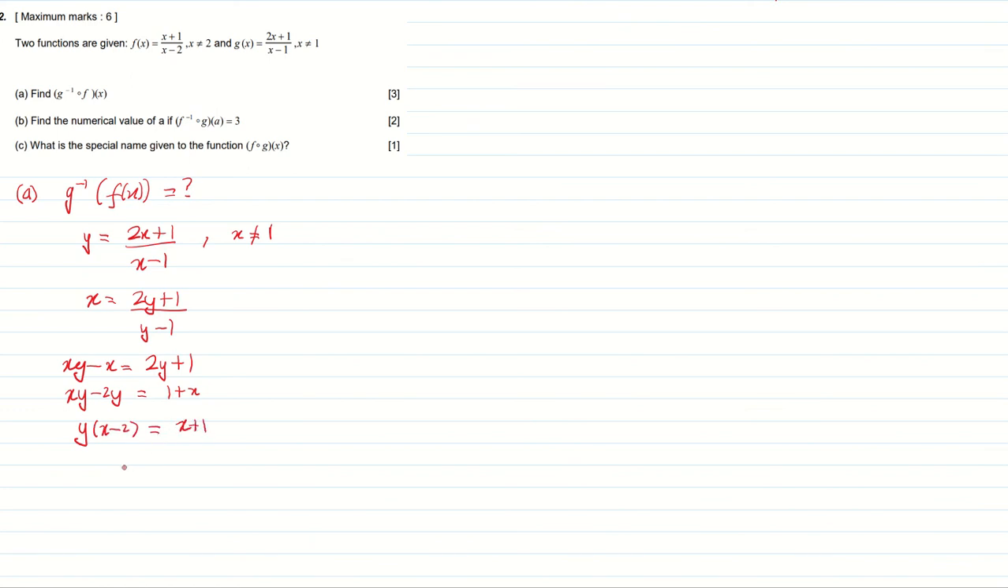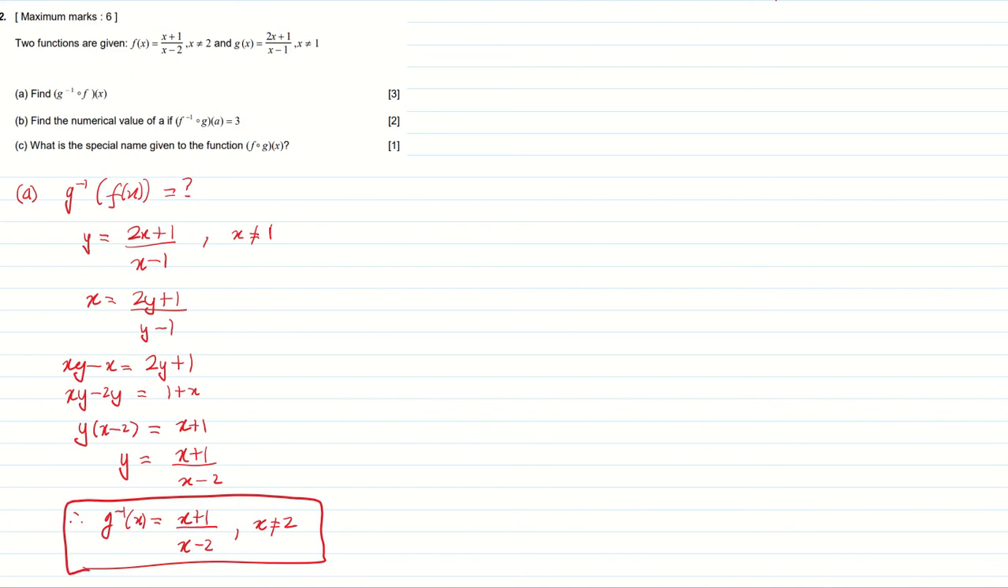So I'm writing this, this is x plus 1. So y is equal to x plus 1 upon x minus 2. Therefore my G inverse becomes x plus 1 over x minus 2, with the implied domain being x is not equal to 2. That's my G inverse.